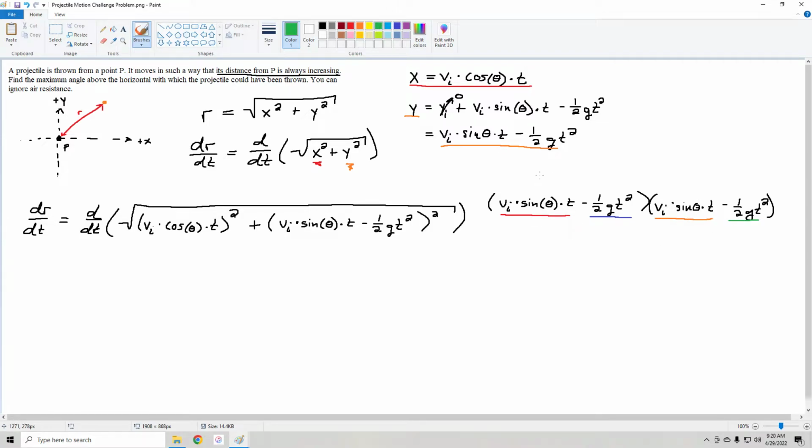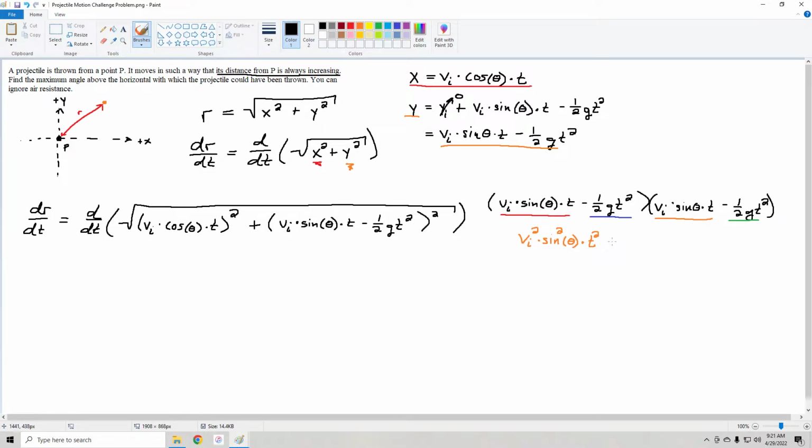I'm going to make this red and blue, and then we'll call this orange and green. Okay? So for the first FOIL, we're taking red times orange, which is what? Well, that's V initial squared times sine squared of theta times t squared. So that was red and orange being multiplied together. If I do red and green, let me do that in red.